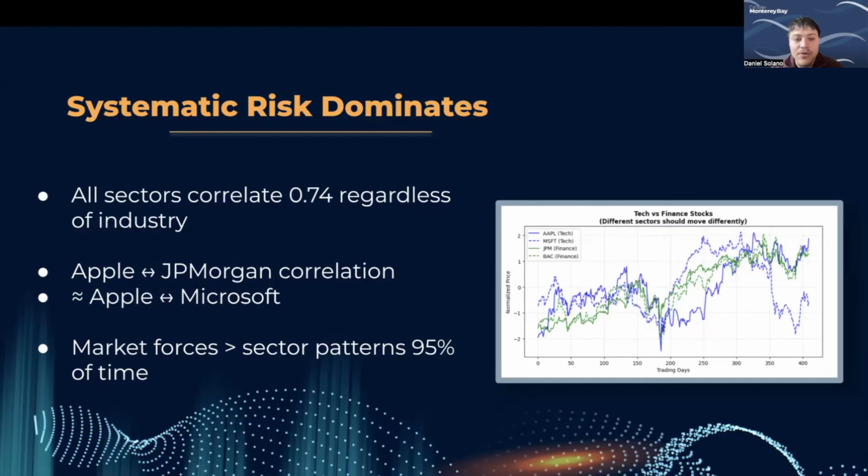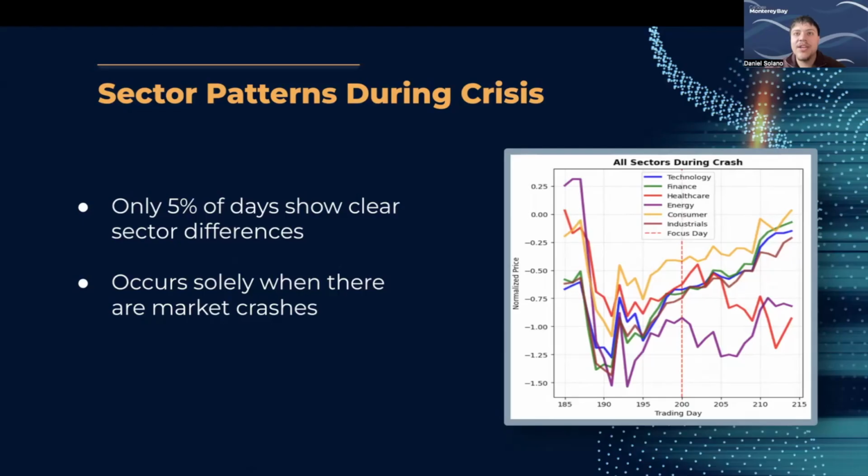This means market forces, or systematic risks, dominate sector-specific patterns 95% of the time. This isn't a failure to find a sector pattern. It's proof that the model is correctly capturing how markets work. But here's where it gets interesting.